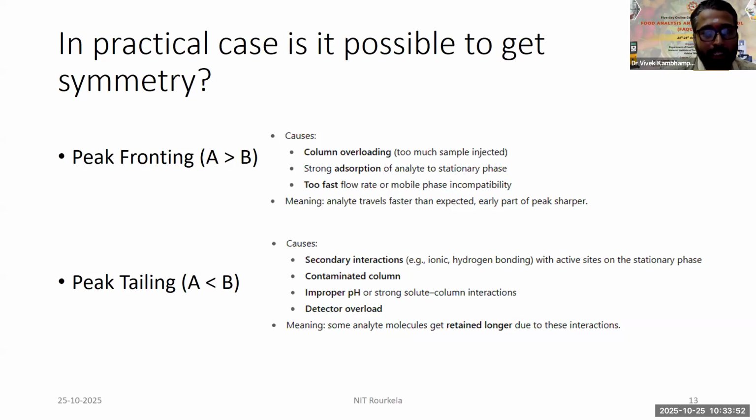Analytes travel faster than expected. The early part of the peak will be sharper. Okay, this is the meaning of A is greater than B. What happens if A is less than B?